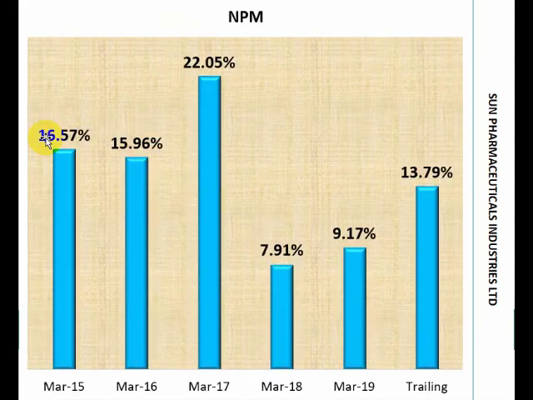Next, let us look at the net profit margin. It measures the company's ability to remove profit from the business activity after accounting for all the cash and the non-cash expenses. The net profit margin should be greater than 10%, and we see here that consistently from March 15 onwards till March 17 it had an above 10% of NPM. In March 18 and 19 it fell below 10%, and in the recent 12 months it has managed to exceed the 10% criteria that we have set.